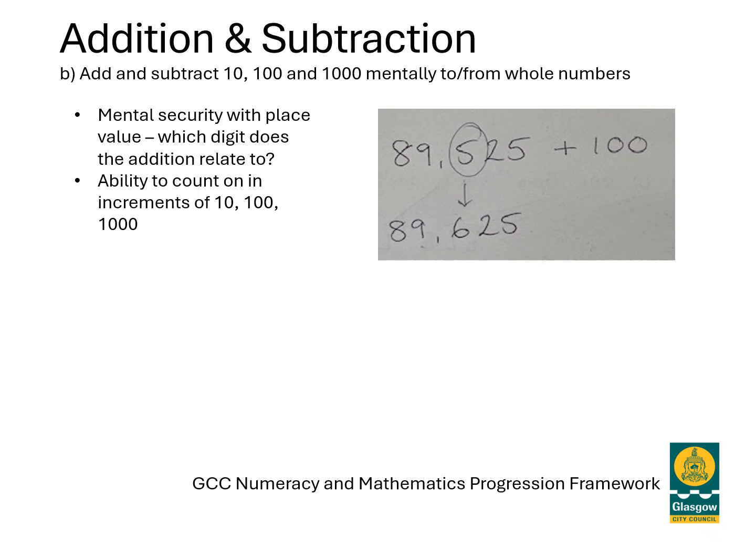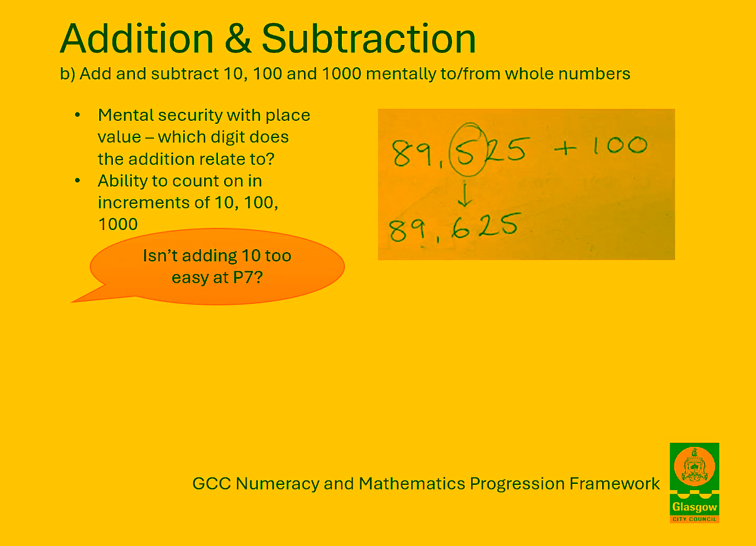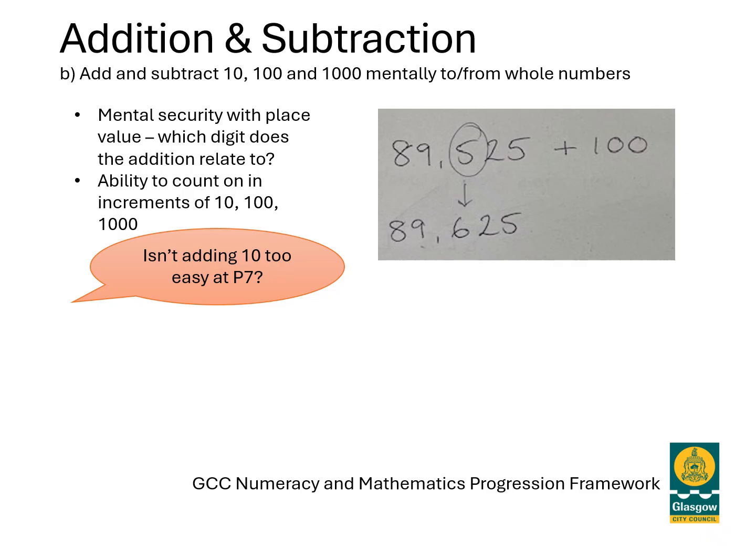Alongside that formal method, we also want to practice the mental agility of adding and subtracting 10, 100 and 1,000 to and from whole numbers. This is related obviously to the place value skills that we've mentioned already. And we want them to have that ability to count on in those increments of 10, 100 and 1,000. Now you might think, well, isn't it too easy to be adding tens at this stage? But because of the order of numbers that they're working with at primary 7, sometimes it does become quite tricky.